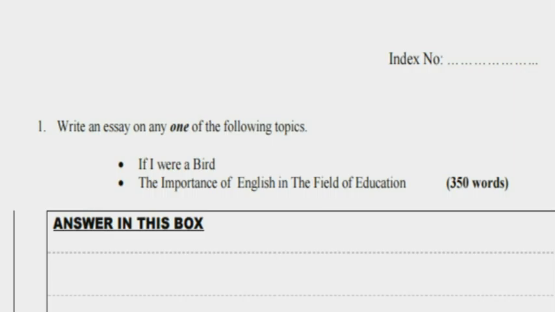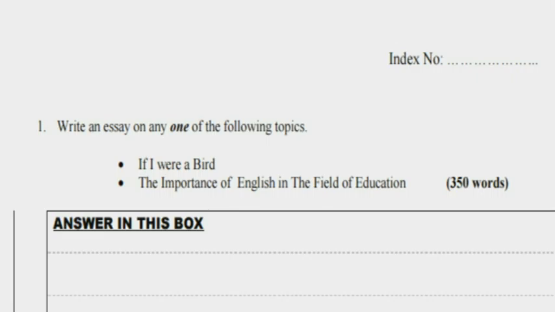Write an essay on any one of the following topics. This word "one" has been typed in italics, and it is a bold word as well, because I have seen some of you, though very rarely, try to write on both topics. You are just given a selection, a choice there. Two topics are there, you can select one. And topic number one is "If I were a bird".